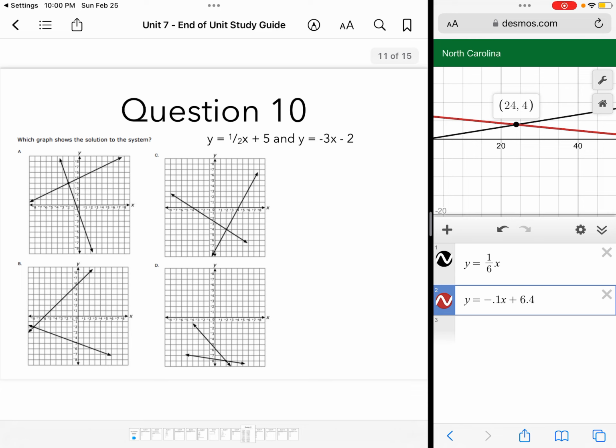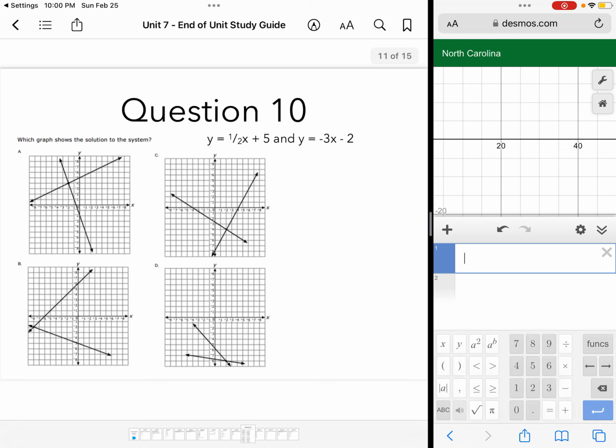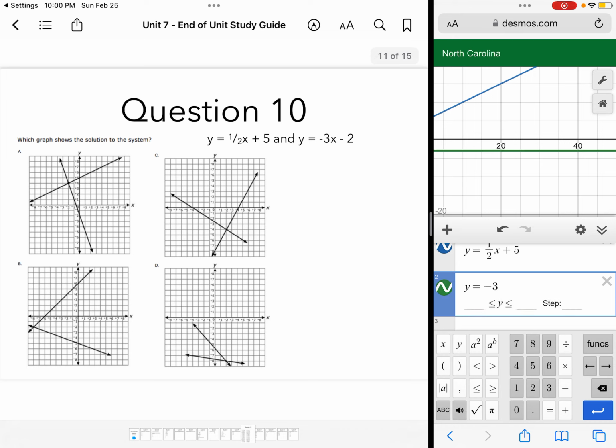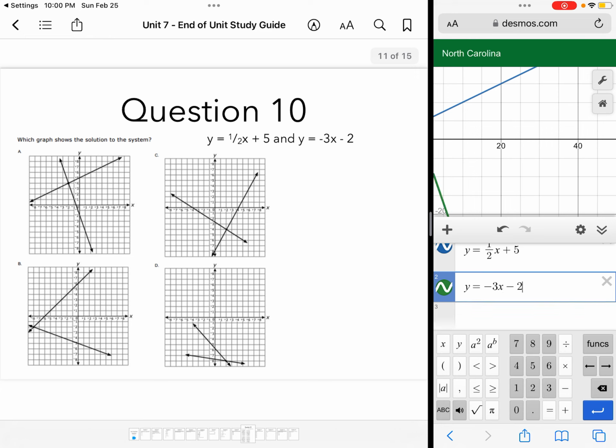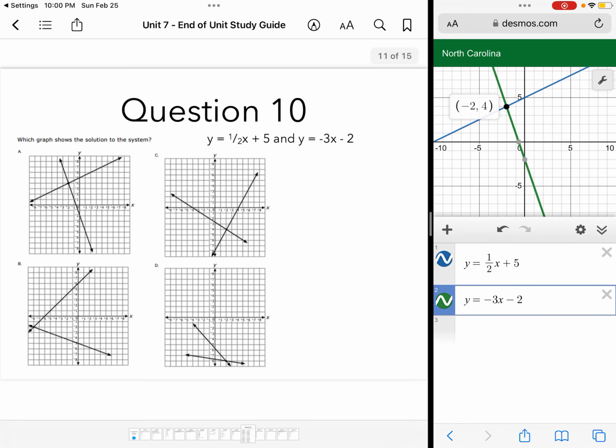All right, which graph shows the solution? Just going to plug them in and see what we got. y equals 1 divided by 2, arrow over x, plus 5, and y equals negative 3x minus 2. Hit the home button. Negative 2, 4. So negative 2, 4 is going to be this one.